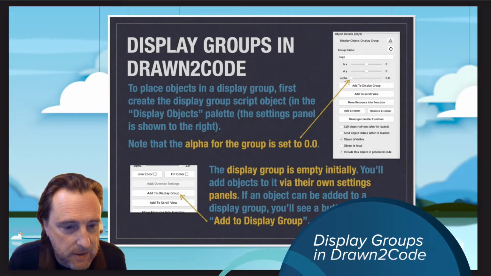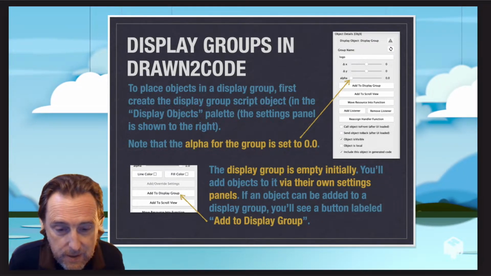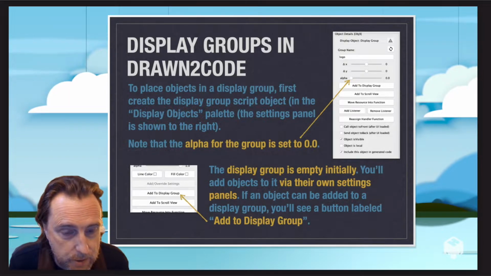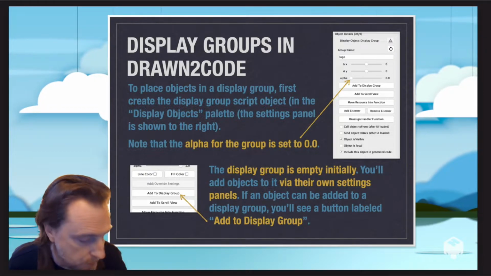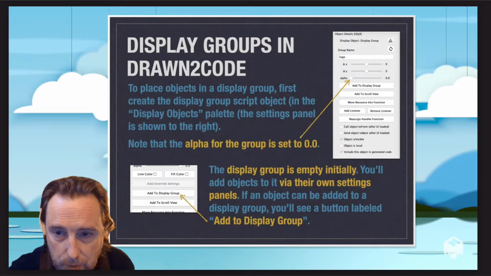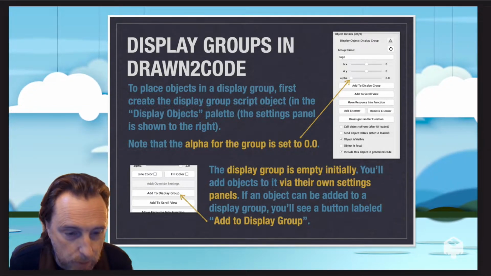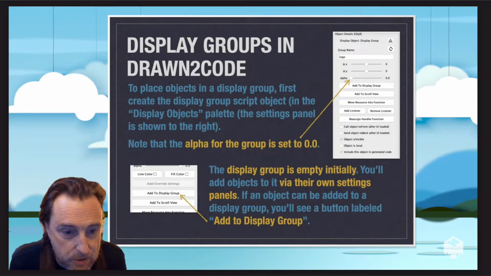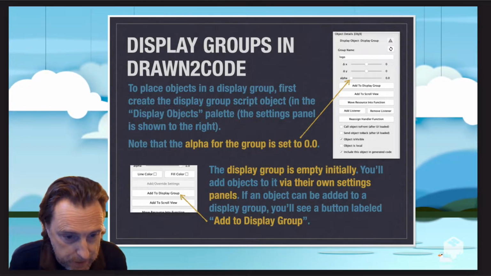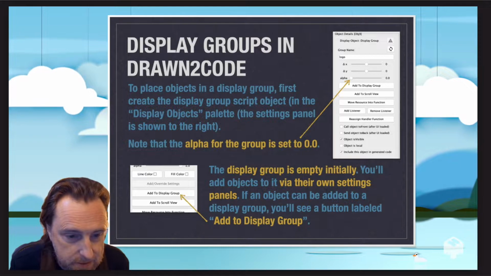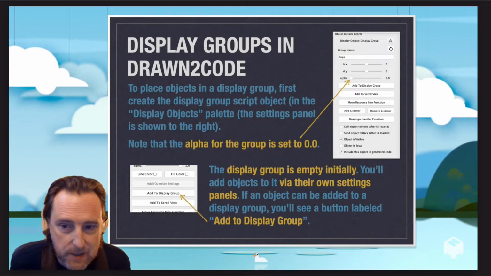You can create display groups in Drawn to Code. There's a display group button at the bottom of the display object. So you would create the display group and then give it a name. And then on each of your shapes or widgets, there's a button, Add to Display Group, which you see on the lower left of the slide that's up. So you just hit that button on anything you want to add to the display group, and you'll get a pop-up that lists all of your display groups, and you can select the one that you want to add it to.